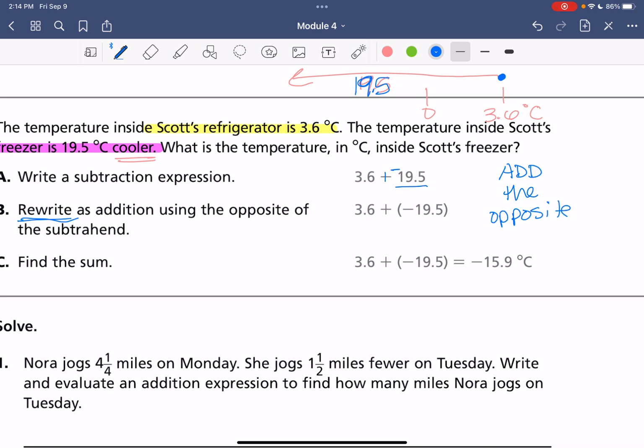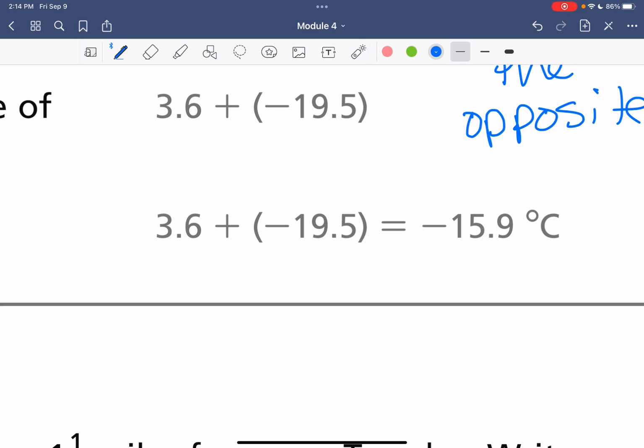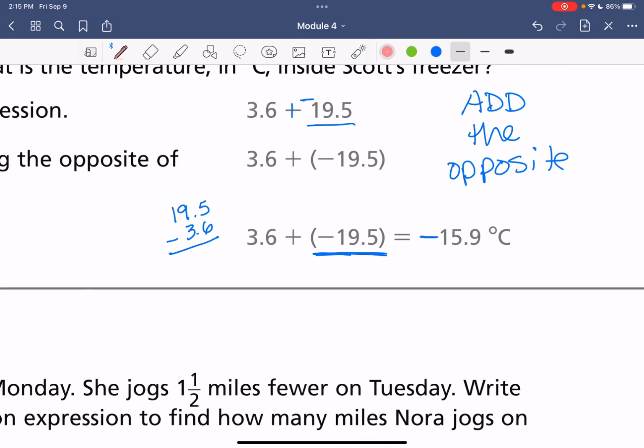Now, like we've been doing in the previous lessons, you are going to use the sign of the greater absolute value, the number farthest away from 0. So here 19.5 is negative, and that is the number farthest away from 0. So our answer will be negative. And then we need to subtract. So we have 19.5 minus 3.6. We do our subtraction, and we get negative 15.9 degrees Celsius.